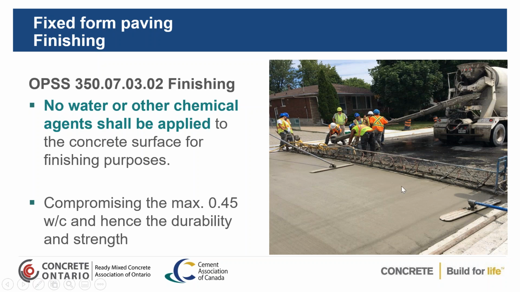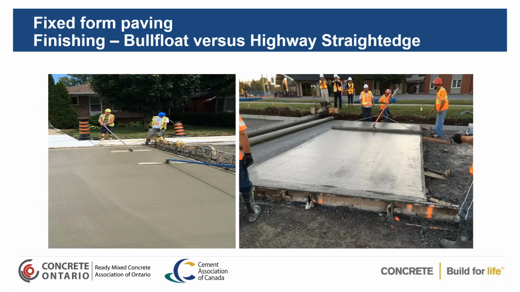If you add water to the surface and use a bow float, the bow float is basically adding that water to the surface, changing the water cement ratio in the area that you want the most durable concrete. You're now going to have a weaker concrete because you've got excess moisture and excess water in that area. You change your water cement ratio from probably 0.45 up to 0.6 or whatever, which means you're going to decrease the strength of the concrete where you want it to be stronger, and make the pavement more susceptible to scaling.